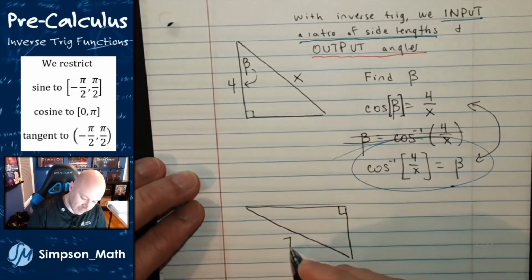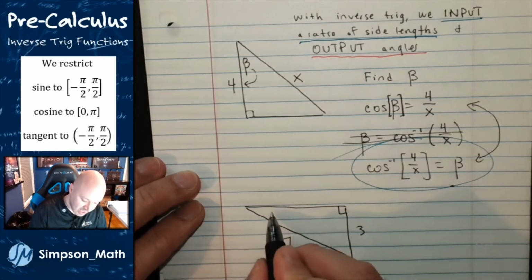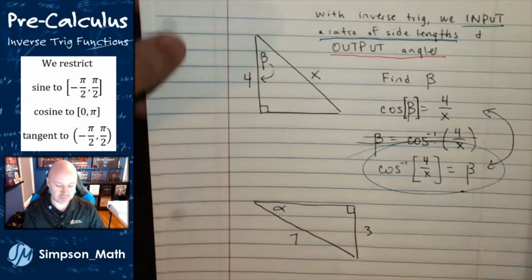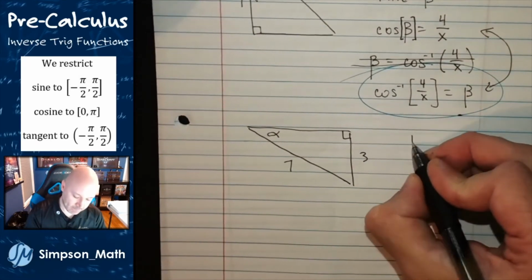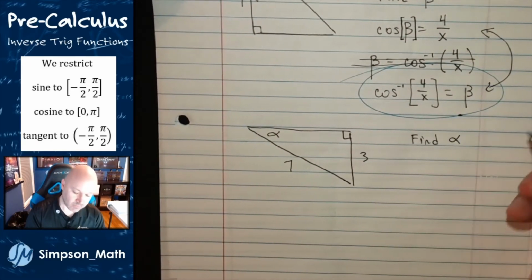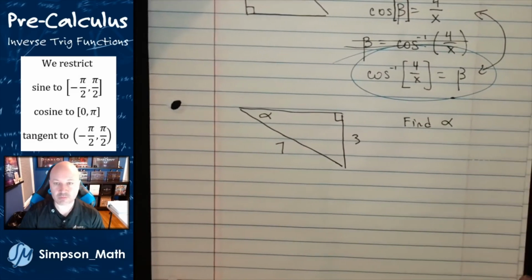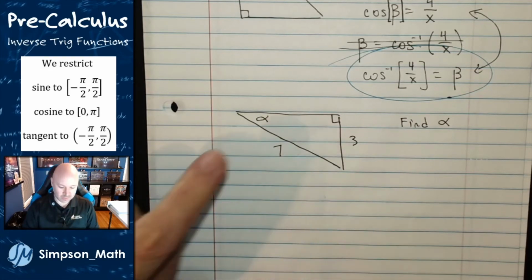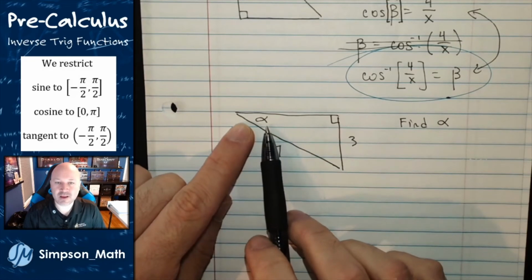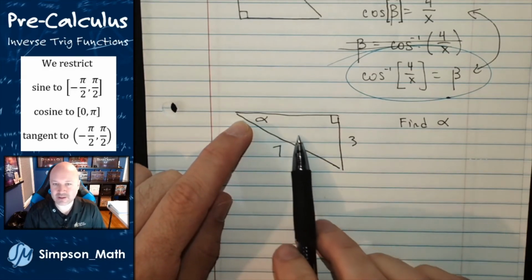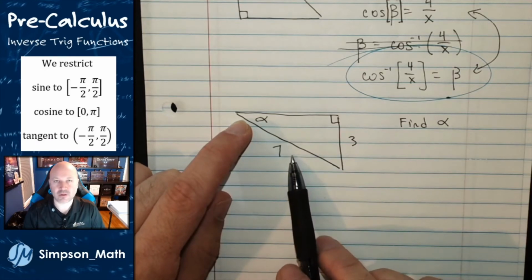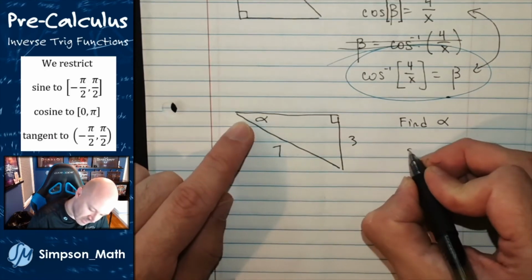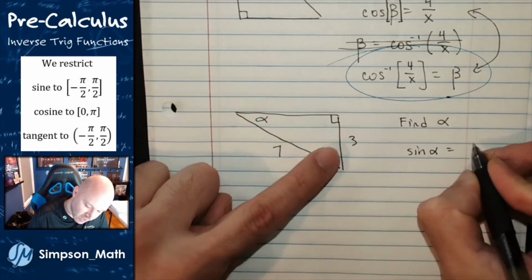Here I have a right triangle with hypotenuse 7. This side length is 3. And this angle is alpha. And I want to find alpha. What is it? All right, well, this time I'm given an opposite and the hypotenuse. So I'm thinking sine. Sine alpha equals 3/7.